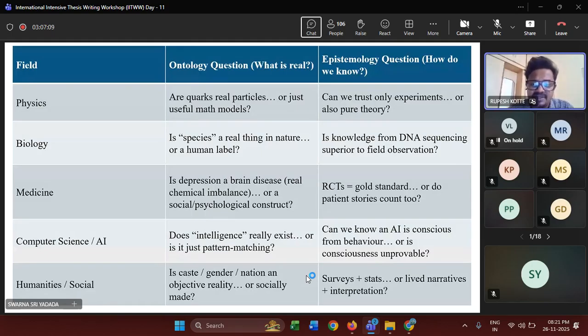So with this, we come to an end of what is epistemology and what is ontology in humanities research. Next slide. We should bring in these approaches to our research, whether it is in humanities or in sciences.